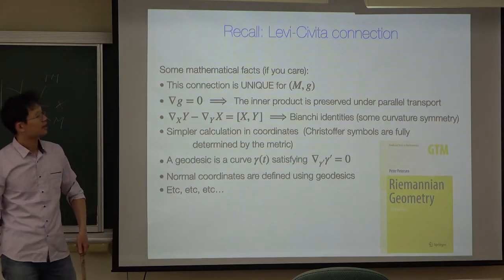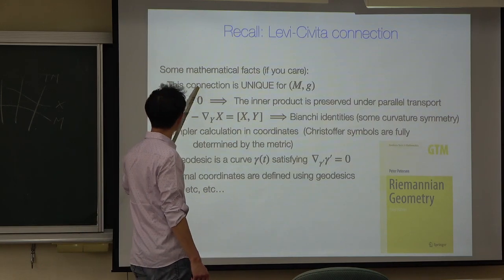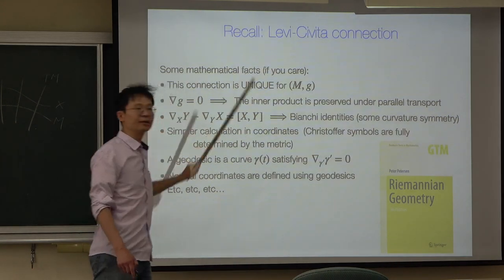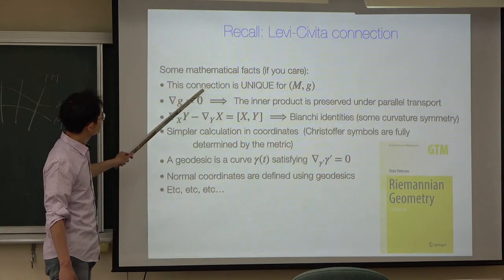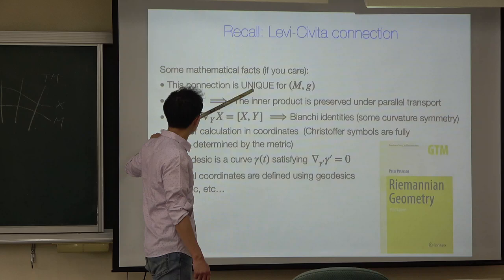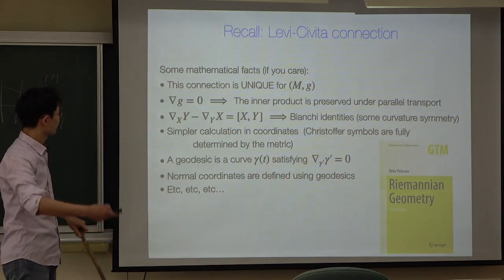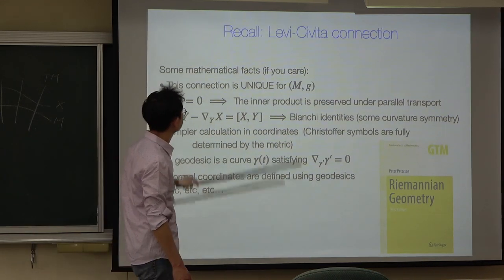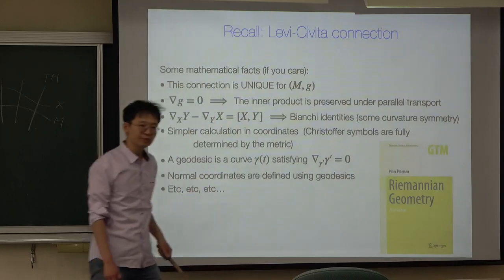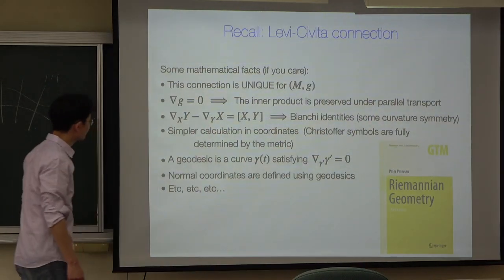And why is the Levi-Civita connection good for us? First, it is unique for a Riemannian manifold. And we are working with a Riemannian manifold. This uniqueness will allow us to say, okay, that is the one we are working with. And the metric condition guarantees the inner product is preserved under parallel transport, which we will discuss in a bit.